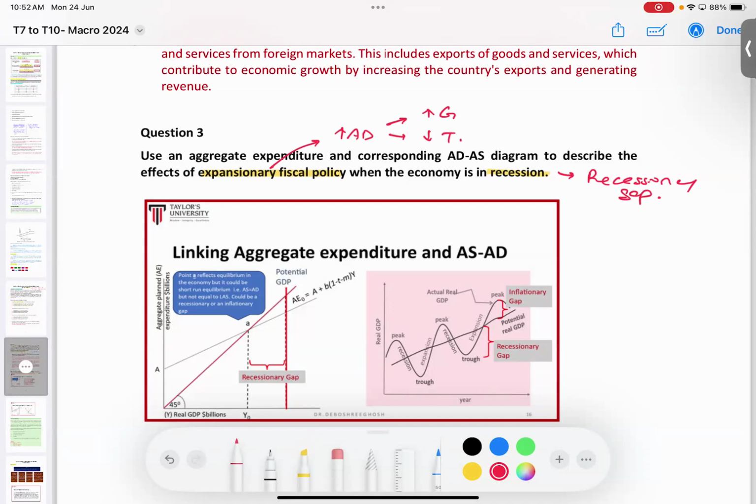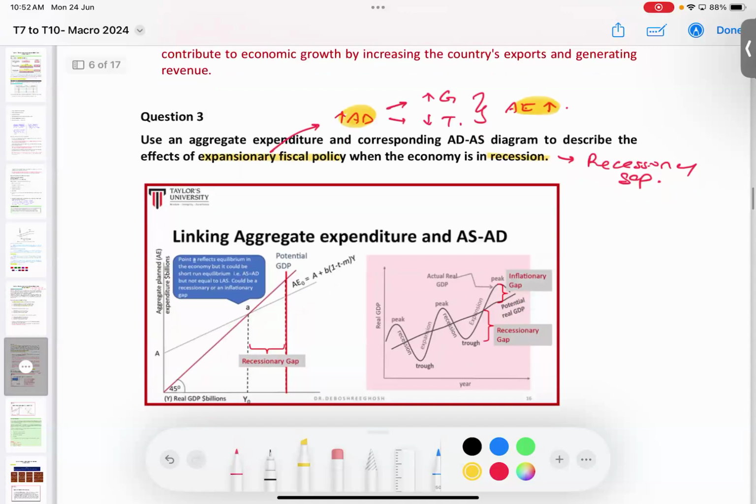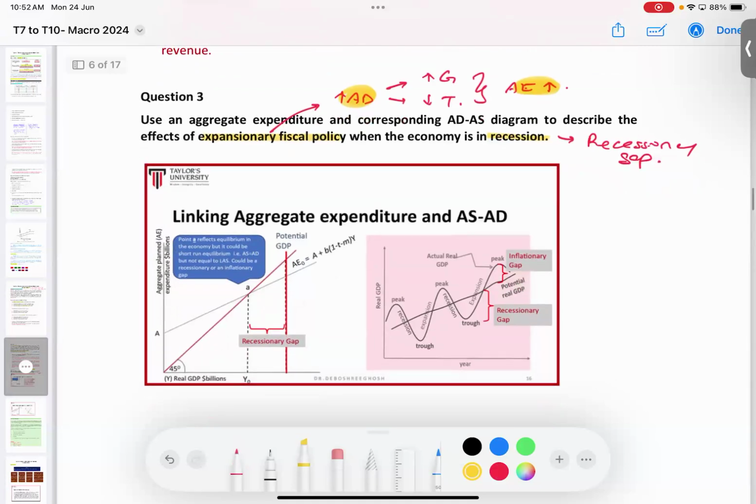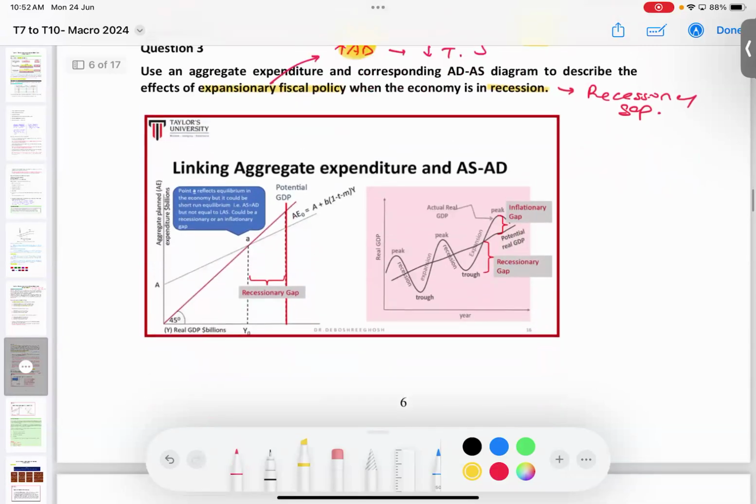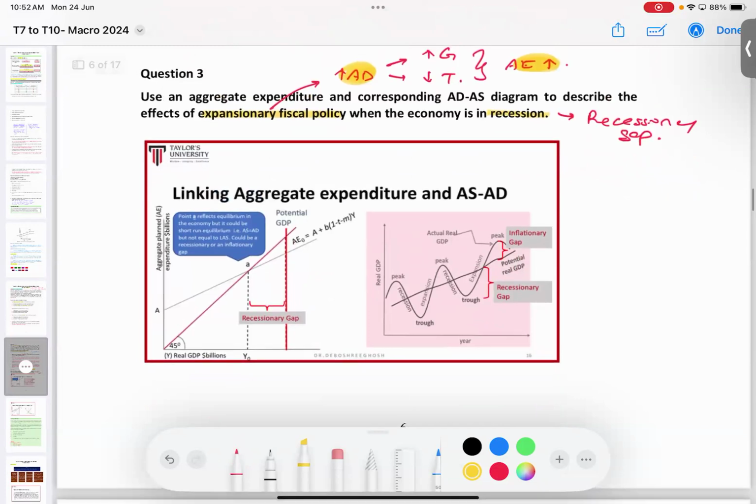Okay, so therefore, when aggregate demand increases, what happens to the aggregate expenditure? It will increase as well. So how is it going to be shown on the aggregate expenditure and AD-AS model? Here they ask you to combine these two, but in a simplified model only. You don't have to use the earlier one. So you can have a look.